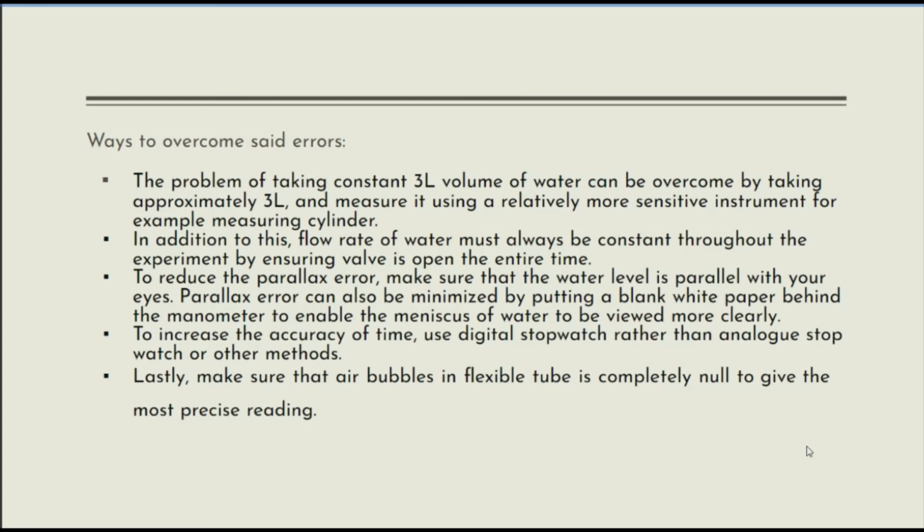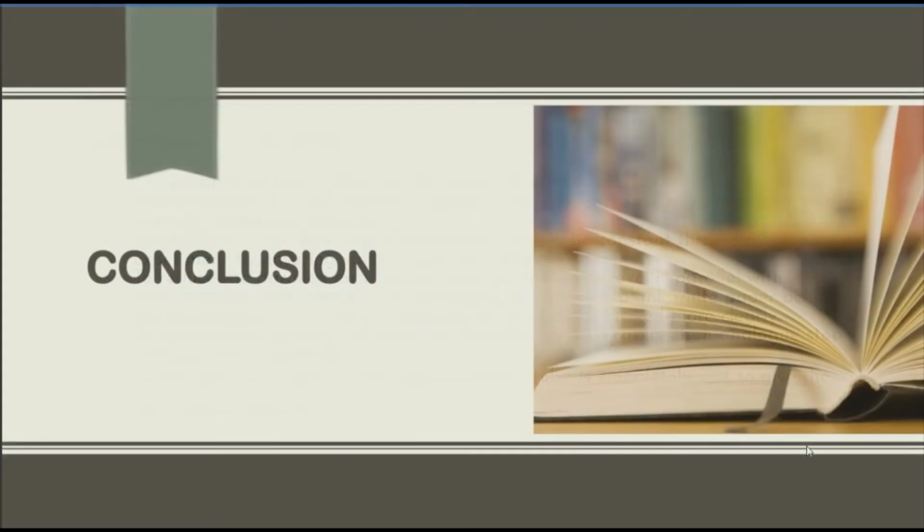Parallax error can also be minimized by putting a blank white paper behind the manometer to enable the meniscus of water to be viewed more clearly. To increase the accuracy of time, use a digital stopwatch rather than an analog stopwatch or other methods. Lastly, make sure the air bubbles in the flexible tube are completely null to give the most precise reading. That's all for my part.